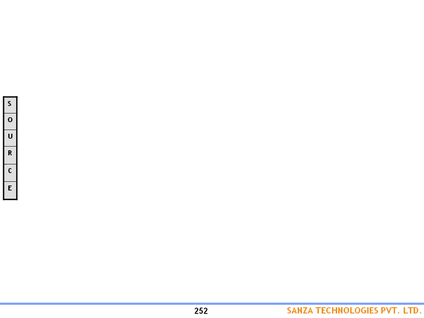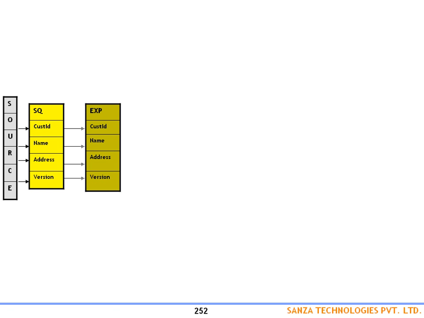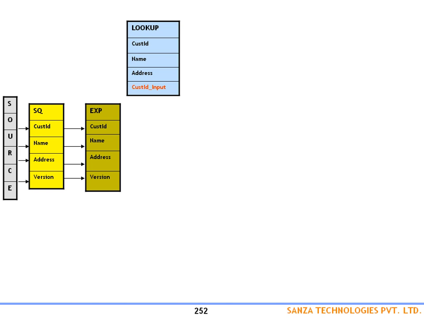Let us look at the data now. I create a source qualifier, and as best practice, an expression transformation. I do a lookup on my dimension customer table, and my condition is customer ID, which is coming from my staging, that is my source for this mapping, equal to the customer ID of the lookup.